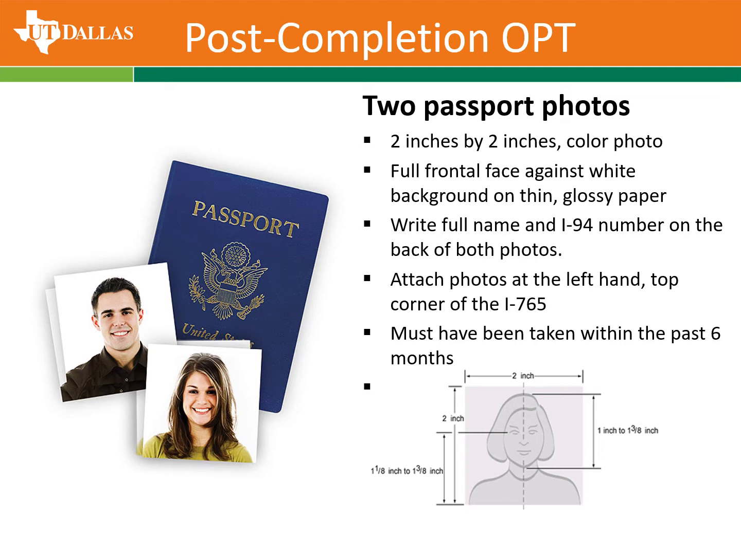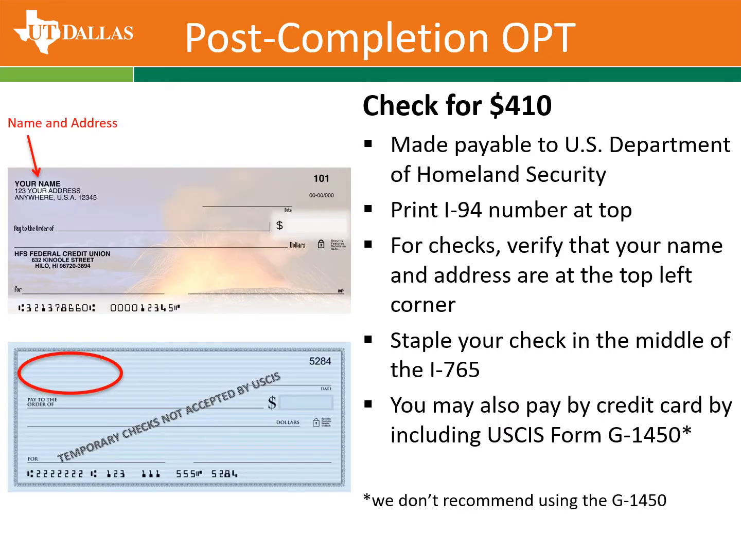After the photos, we have the I-765 filing fee. There are a number of ways we could provide that filing fee payment to USCIS. We could use a money order, cashier's check, personal check, or this USCIS form G1450. Money orders are a great option because you pay that amount up front. Personal checks are also good. With personal checks, make sure you're using a personal one and not a temporary check.